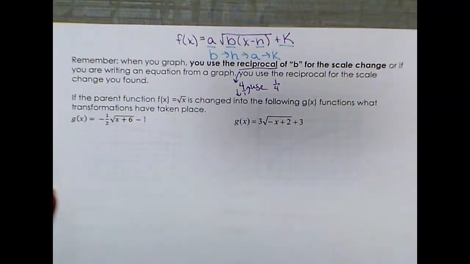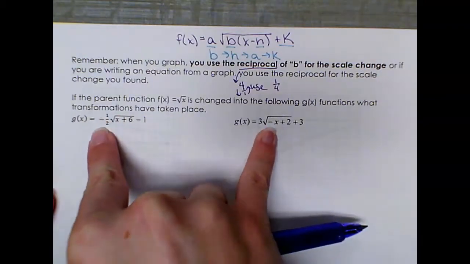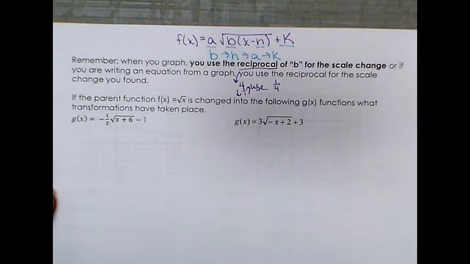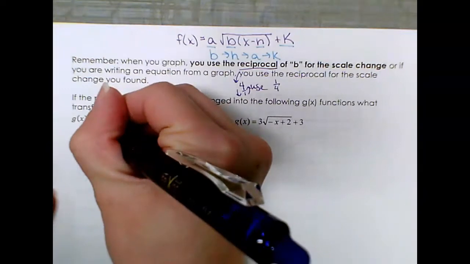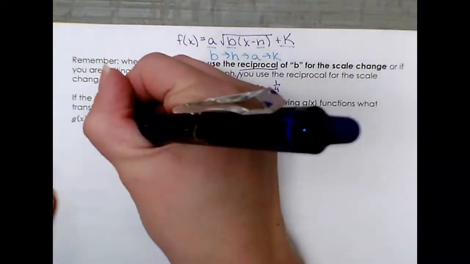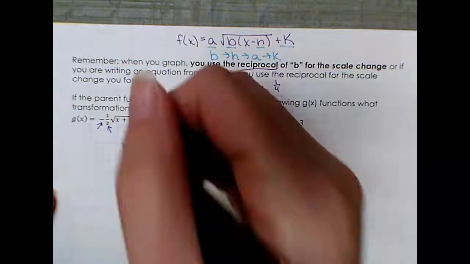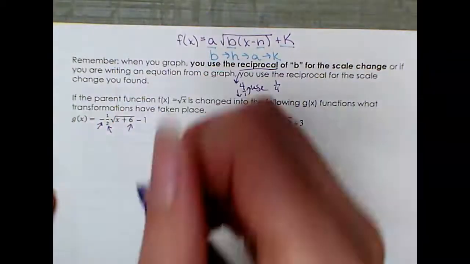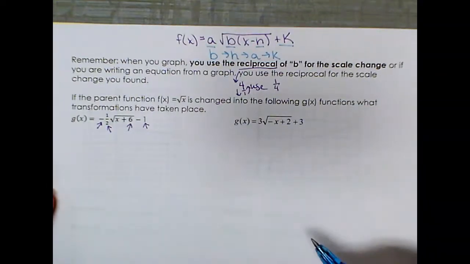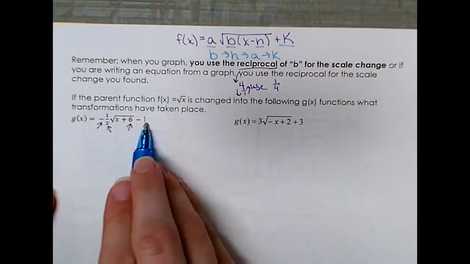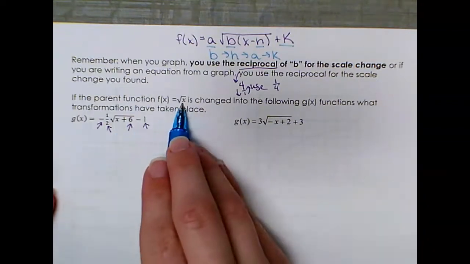If the parent function f of x equals square root of x is changed in the following g of x functions, what transformations have taken place? In these two problems, we just need to list the transformations that have taken place. So I see a transformation here. Think about what that does. I see a transformation here. I see a transformation here. And I see a transformation here. So I see 4 different transformations that are occurring, 4 different ways that this function is different from the f of x parent function.